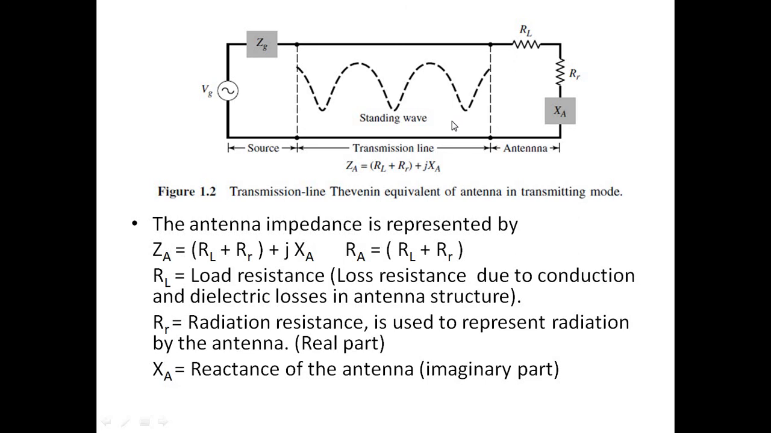RR represents the radiation resistance, and it is also used to represent the receiving mode, the transfer of energy from free space to the antenna. As you know, as per the reciprocity theorem, the same antenna we use in the transmitting mode we can use in the receiving mode also.